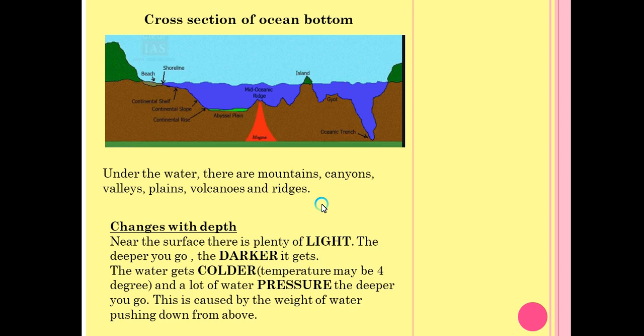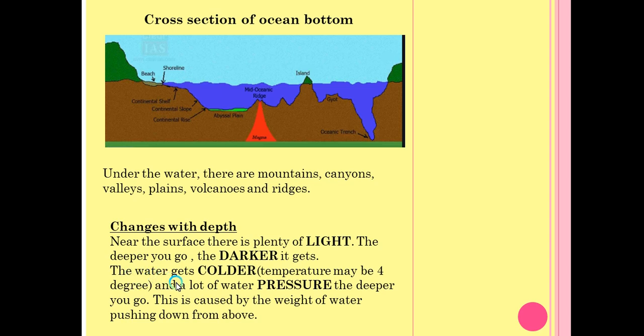Okay, so under the sea, there are some changes that occur when you're going down. Near the surface, there is plenty of light. Before a plant can grow, the plant needs sunlight, but that is only at the surface. When you are going deeper, going down the sea, it gets darker.